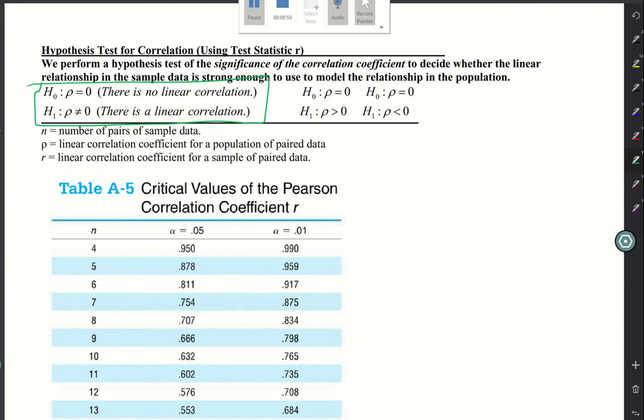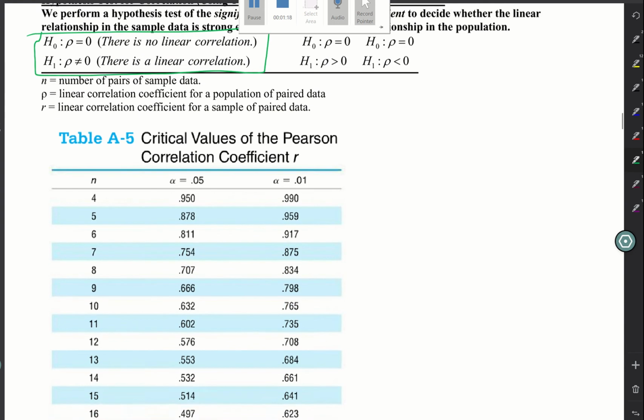And notice we're using rho. It looks like a P, but it's actually the Greek letter rho, and that's what we use for the correlation of the population. And R is our value that represents the correlation for our sample. So we have those two things. The reason that rho is equal to 0 is because 0 means there's no correlation. And if it's not equal to 0, we have some sort of correlation in there.